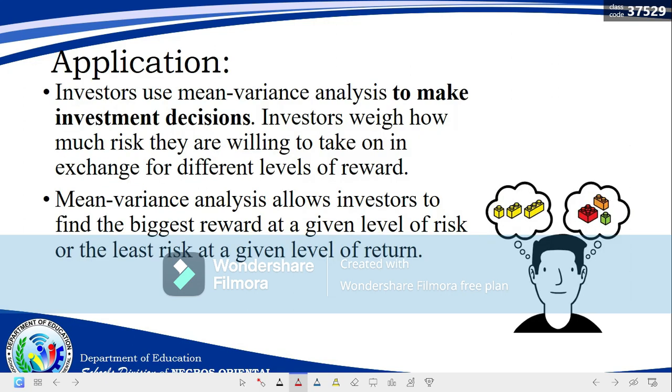Then for the applications, investors use mean variance analysis to make investment decisions. So you might be wondering, where can we apply the mean variance analysis? These are sample applications. Investors weigh how much risk they are willing to take on in exchange for different levels of reward. The mean variance analysis allows investors to find the biggest reward at a given level of risk or the least risk at a given level of return.